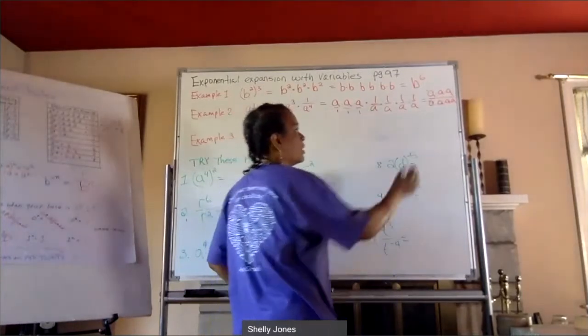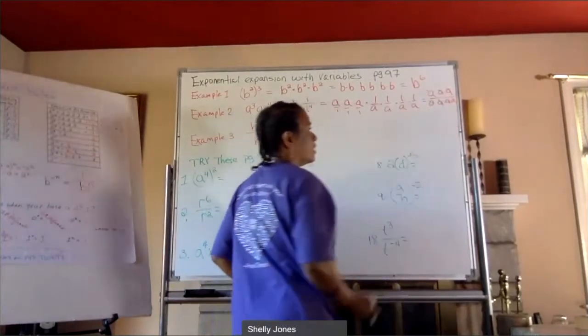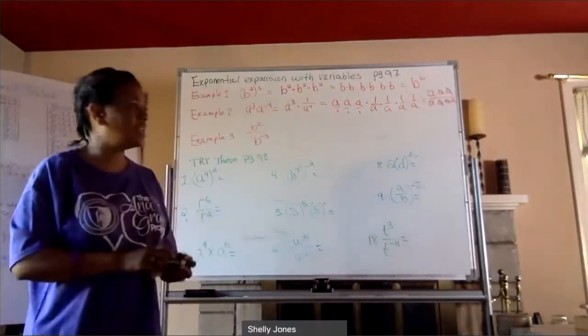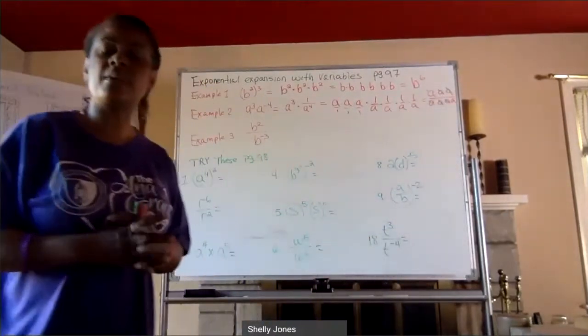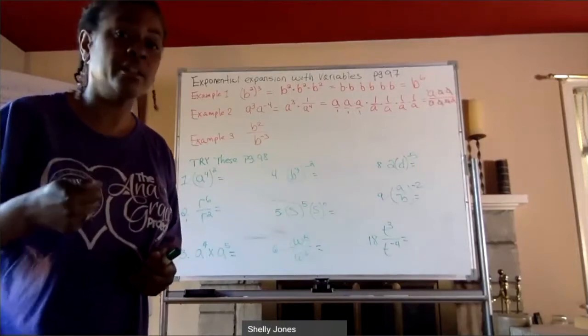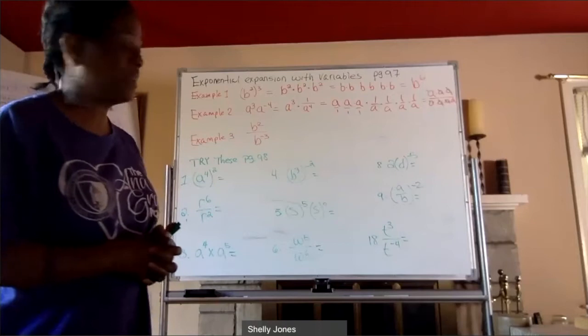A over a is 1. I have a over a is 1. And I have a over a is 1. And I don't know if you can see it, I have no more a's left in the numerator, right? But those were all 1's, right? A over a is 1.